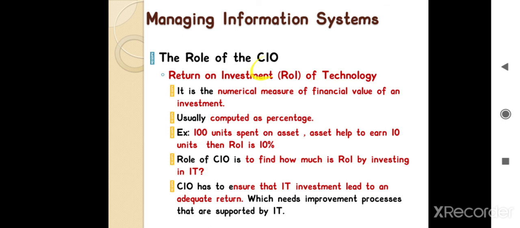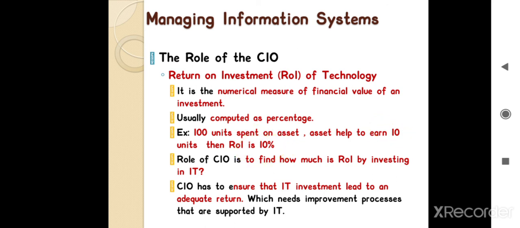Next is return on investment. The person who is going to decide how much profit I am going to get once I make use of a technology needs to be handled by the CIO. It is the numerical measurement of the financial value of an investment. Usually it is computed as a percentage. For example, 100 units spent on an asset, and the asset helps to earn 10 units, then ROI is given as 10%.